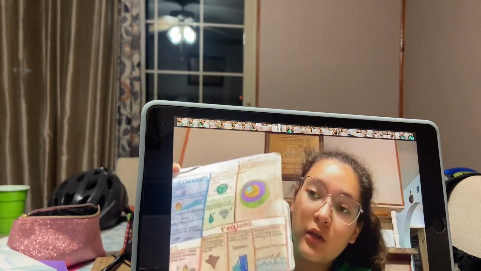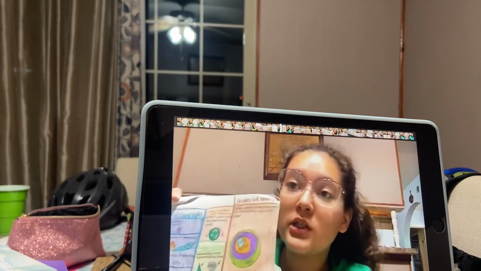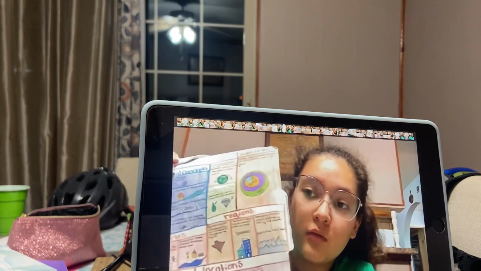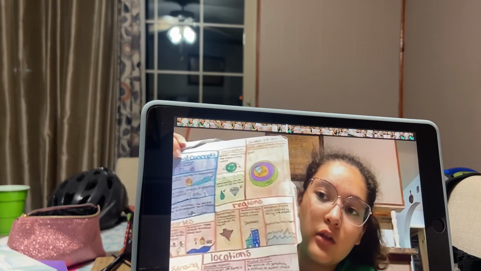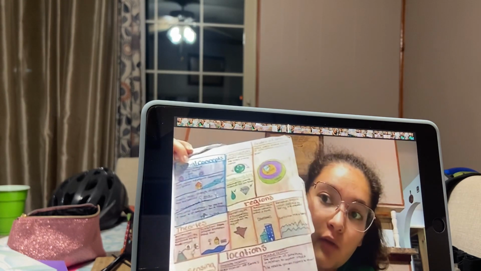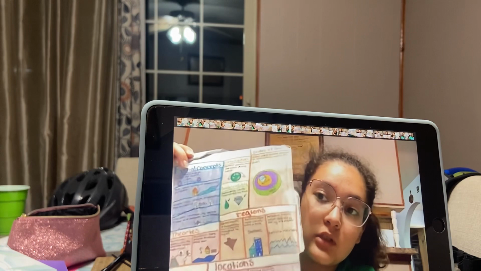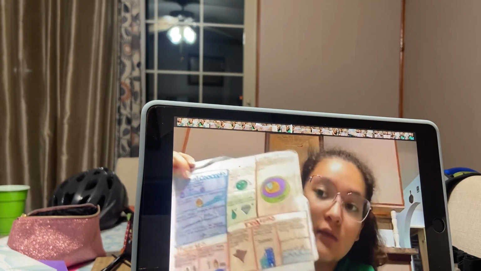Relative location is something in relation to another place. Like your relative, you're related to them in one way or another. So for my example, I drew the restaurant is next to the baseball field, which is relative. The restaurant is relative to the baseball field.